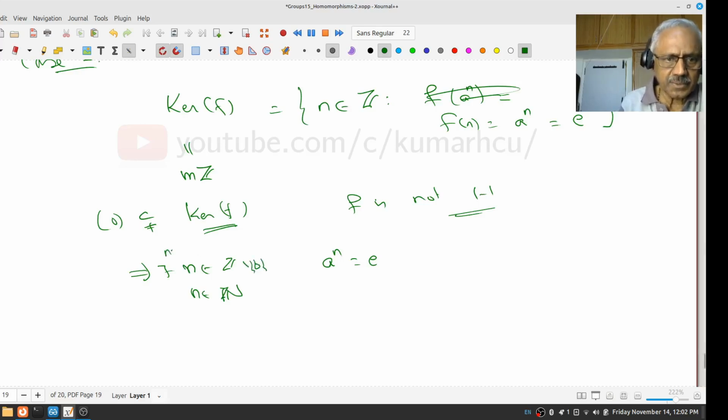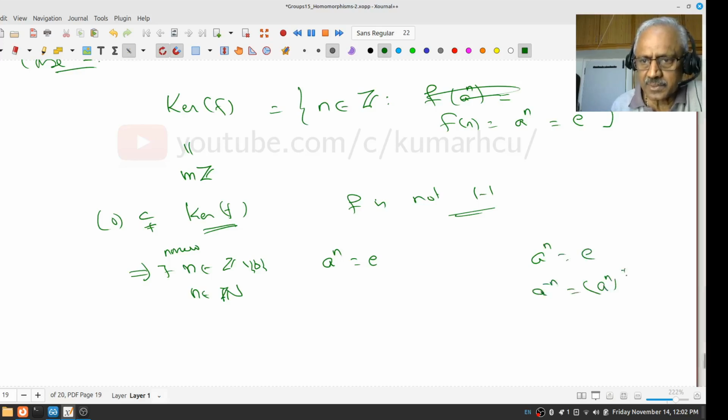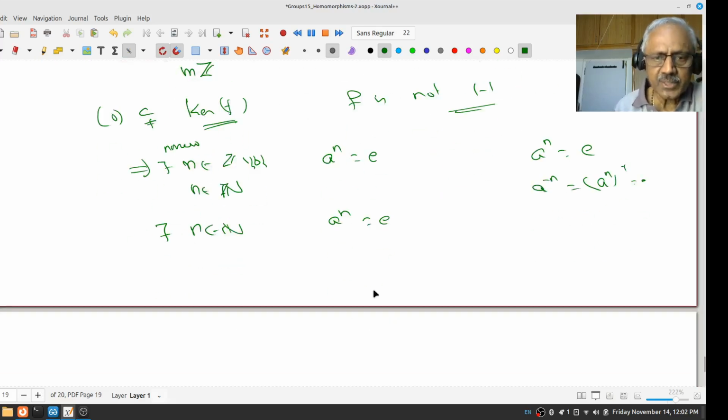a non-zero n. A power n is identity. Because if A power n is identity, so is A power minus n, because A power minus n is A power n inverse. Therefore, I can assume there exists a natural number n such that A power n is identity. Therefore, as a first corollary, we conclude the order of A is finite. Okay, pause, review, proceed.